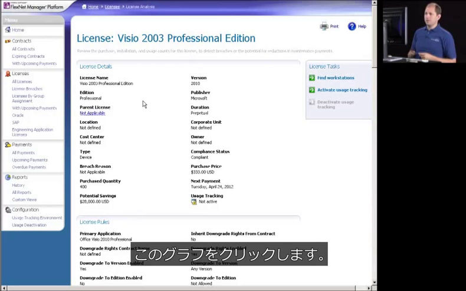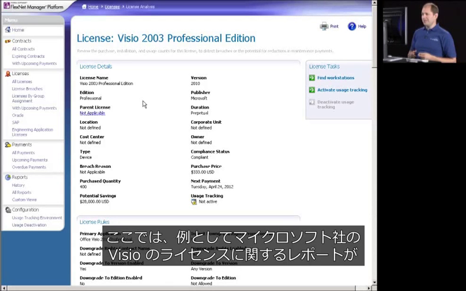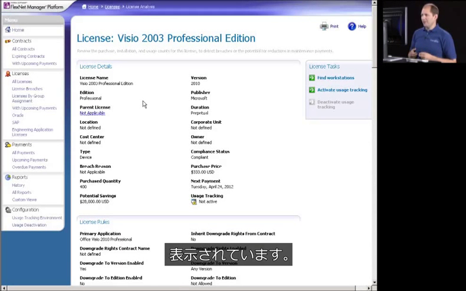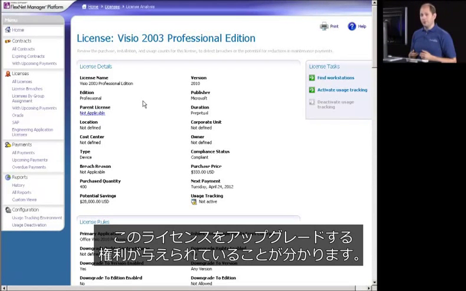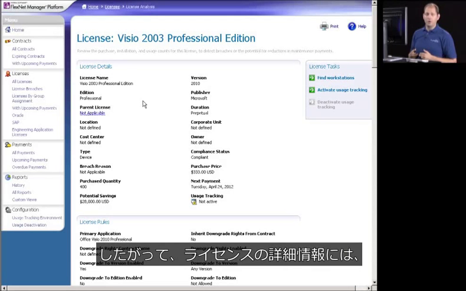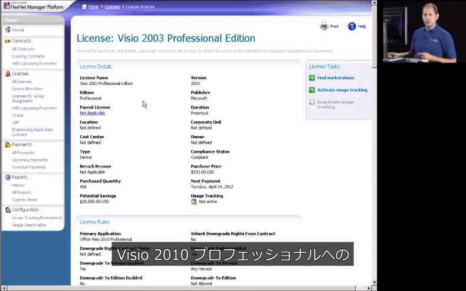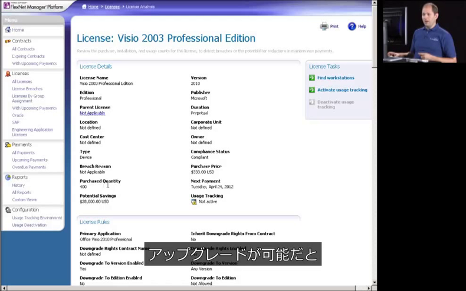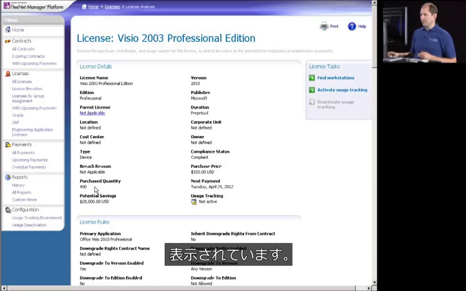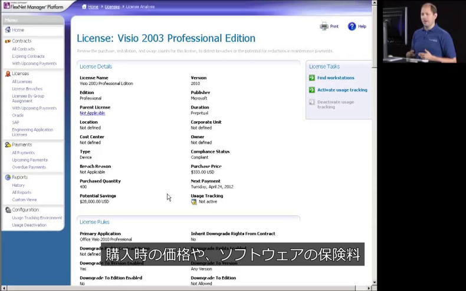and I'll move to the license report straight away so that we understand where we are in terms of licensing. The license that we're going to look at today, just as an example, is the Visio license from Microsoft. This Visio license was bought in 2003. But using our usage rights, we understand that we have the right of upgrade on this license. And so the license details now say that we're able to use Visio 2010 Professional on this license agreement. And we have a purchase quantity of 400, so we have quite a few of these licenses.